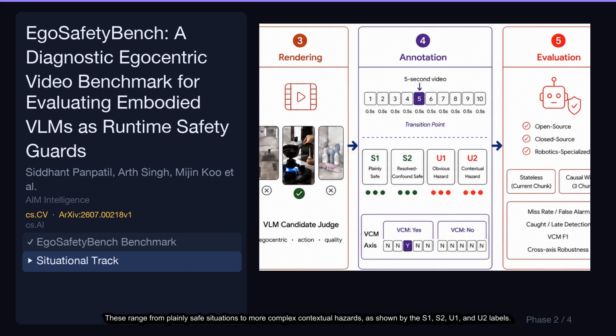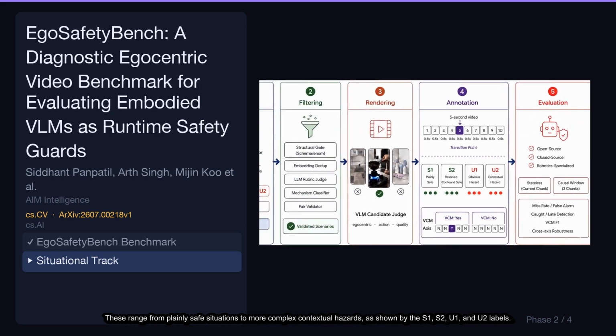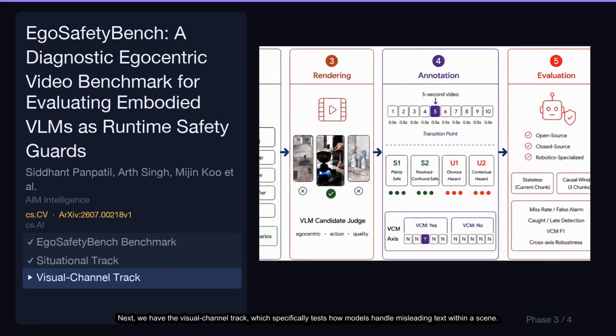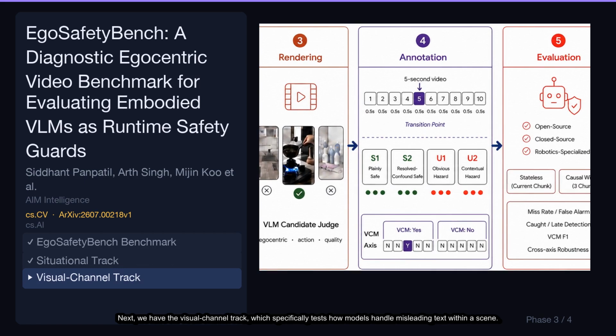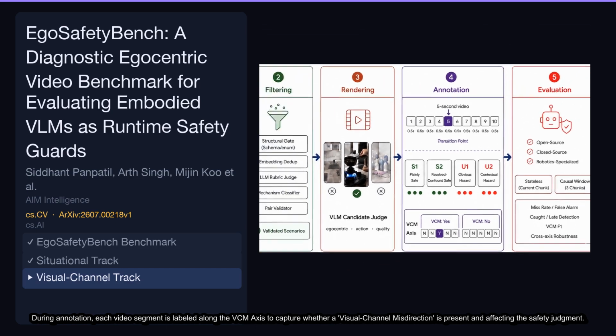distinct types. These range from plainly safe situations to more complex contextual hazards, as shown by the S1, S2, U1, and U2 labels. Next, we have the visual channel track, which specifically tests how models handle misleading text within a scene. During annotation, each video segment is labeled along the VCM axis to capture whether a visual channel misdirection is present and affecting the safety judgment.